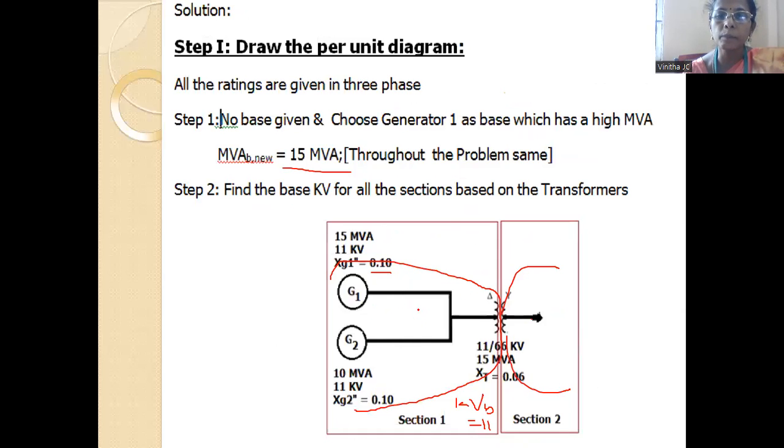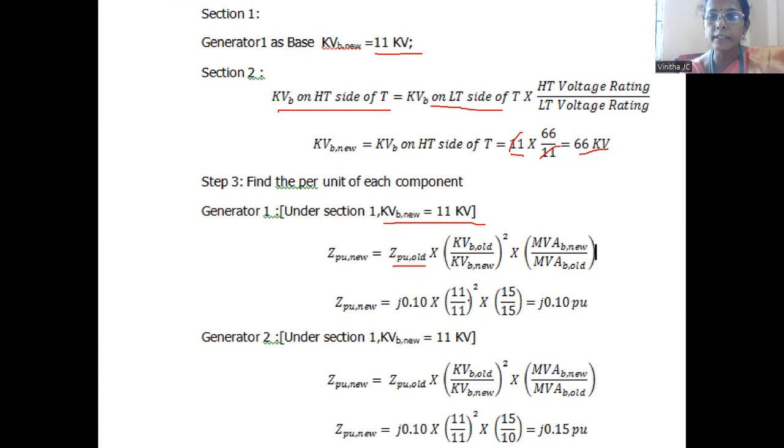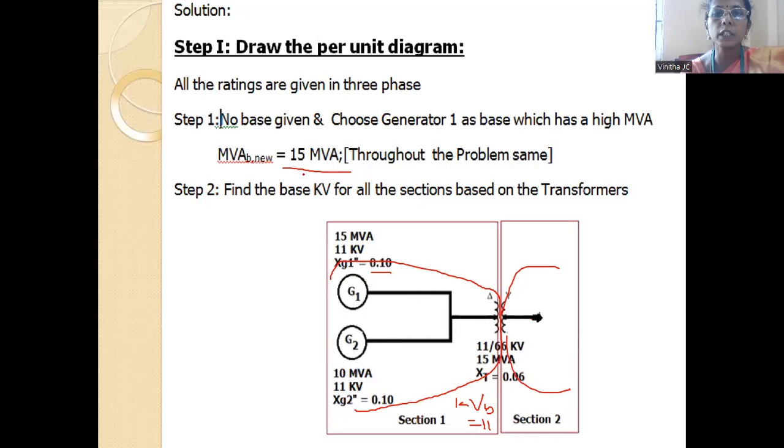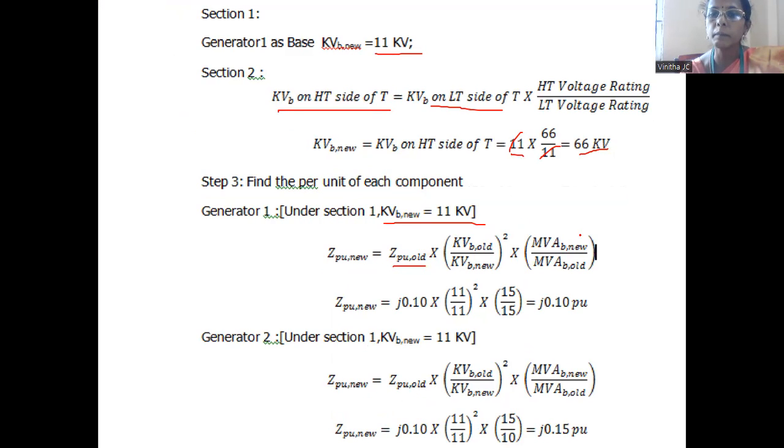So what is the old value? It is nothing but the given value. This is also 11 kV. So old by new is equal to 11 divided by 11, the whole square. Similarly MVAB new is equal to 15 MVA, and MVAB old for generator 1 is also 15. So MVAB new divided by old is 15 divided by 15. So this gets cancelled, this gets cancelled. So the answer is j0.1 per unit.